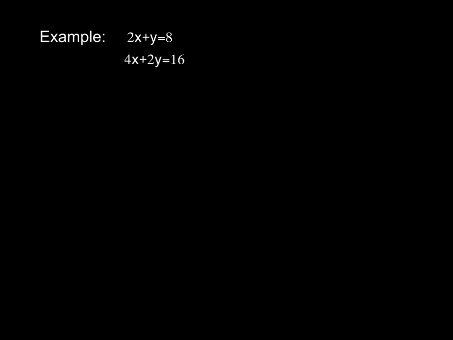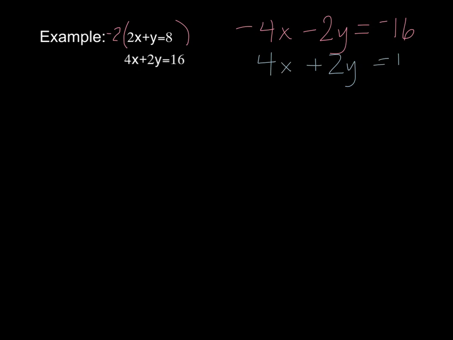Our last example, 2x plus y equals 8 and 4x plus 2y equals 16. So again, we can choose either x's or y's. I'm going to choose to get rid of the x's. So I'm going to multiply this equation by negative 2. That's going to give me negative 4x minus 2y equals minus 16. And then this already has a 4x, so I've got 4x plus 2y equals 16.